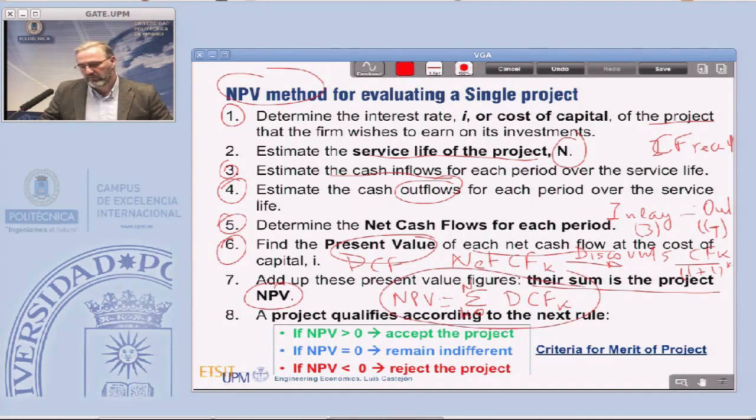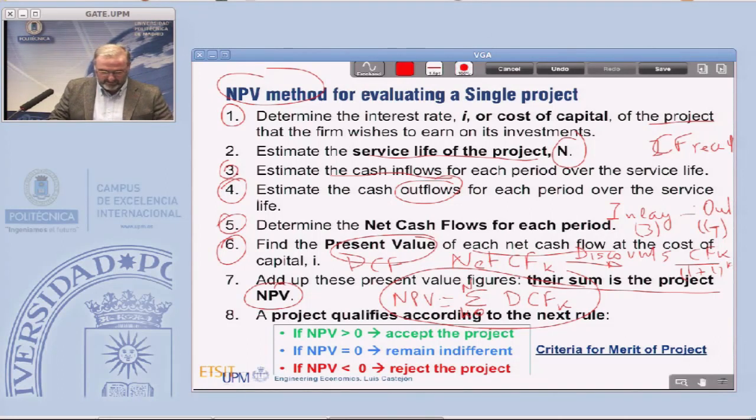And then, as you know, we don't have to lose sight of our target. With those methodologies, our target is to know if a project is acceptable or not, or whether we have to reject that project. So the most important use of those methodologies is to qualify every investment project and then decide if we accept or if we reject that project. So what is the merit of a project? The rule: a project qualifies in this way.